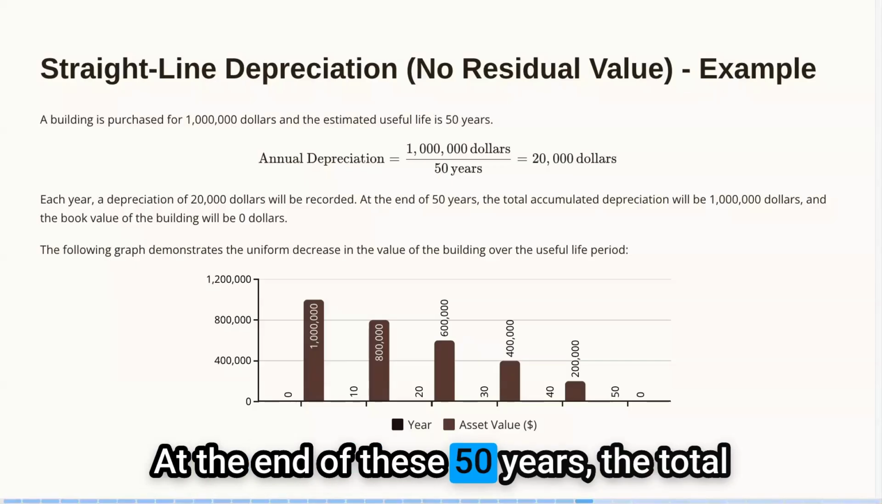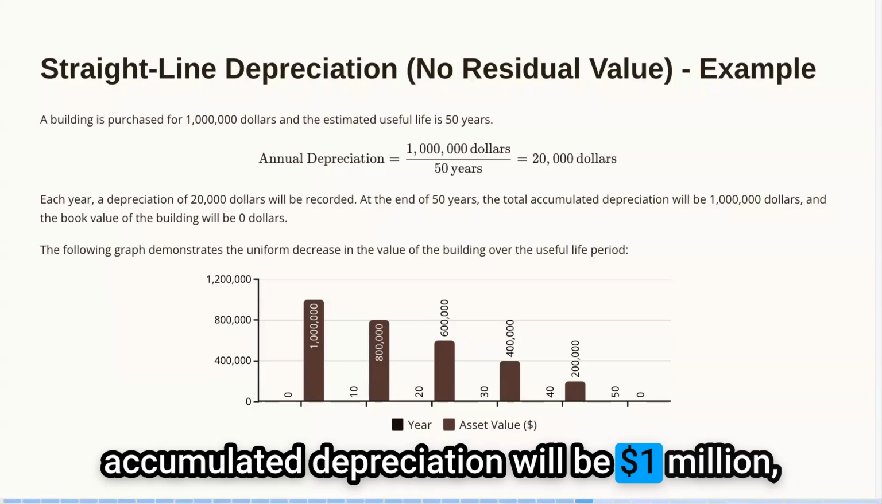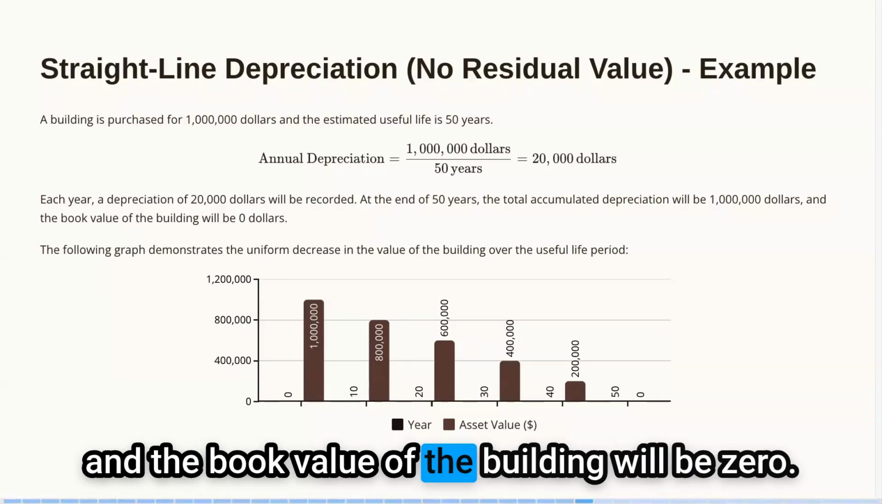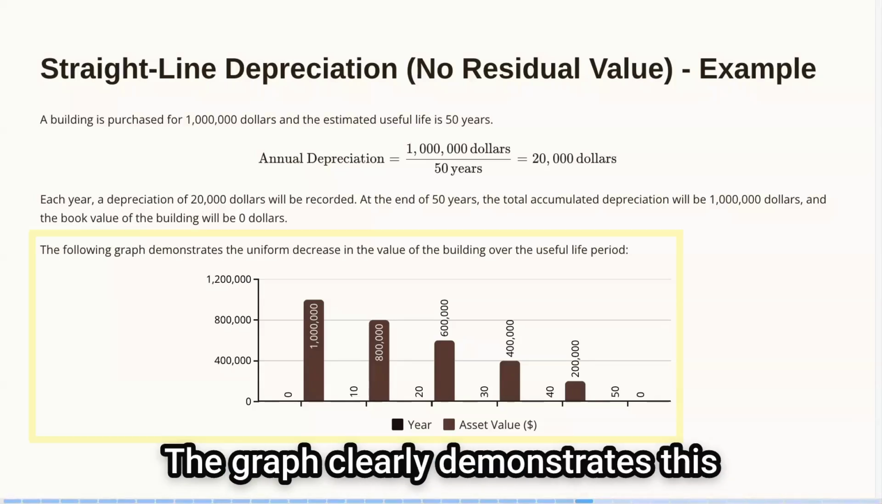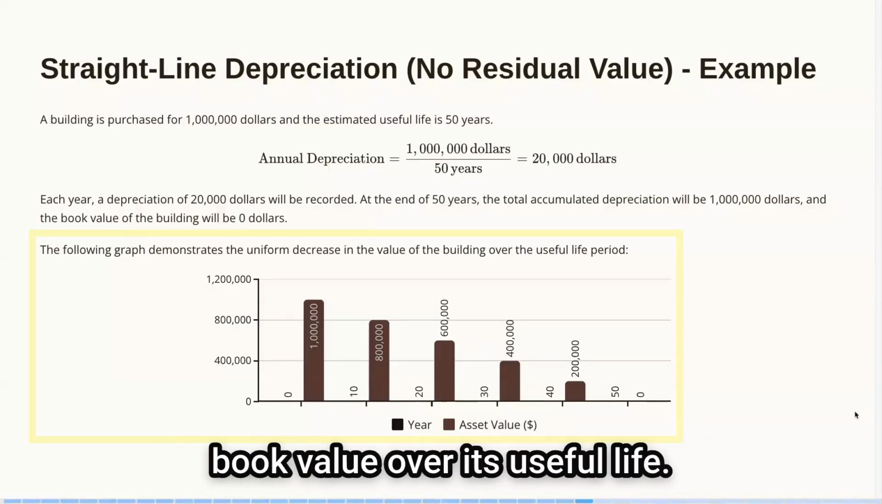At the end of these 50 years, the total accumulated depreciation will be $1 million and the book value of the building will be zero. The graph clearly demonstrates this uniform decrease in the building's book value over its useful life.